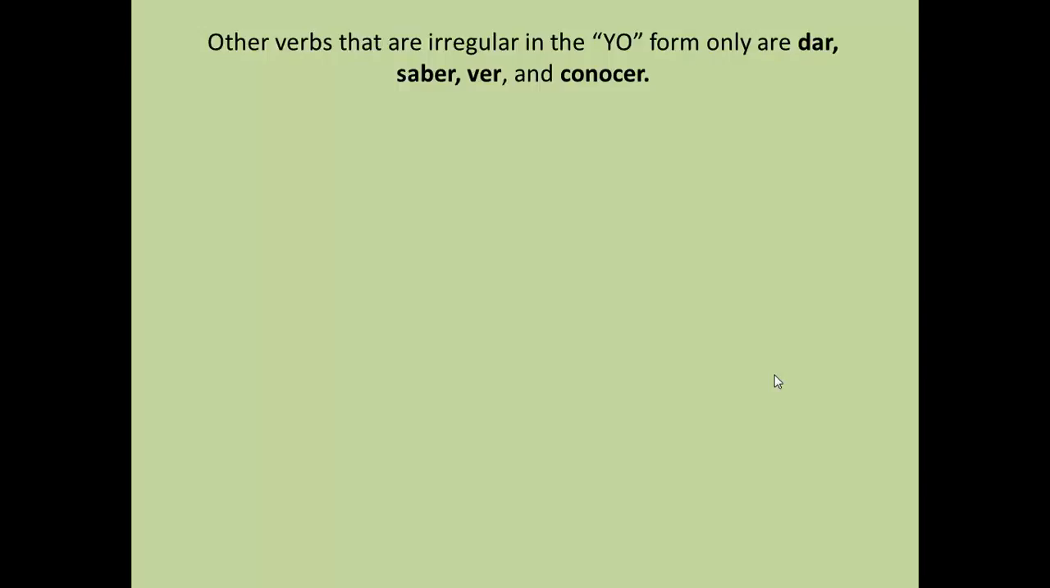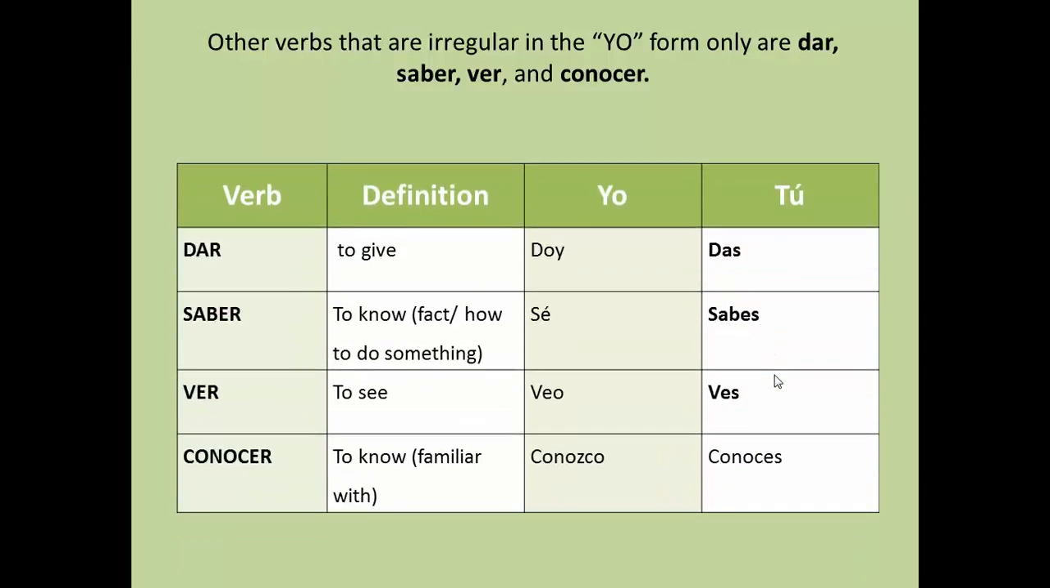Next group. Other verbs that are irregular in the yo form only are dar, saber, ver, and conocer. And here they are, the first two conjugations for each of those.